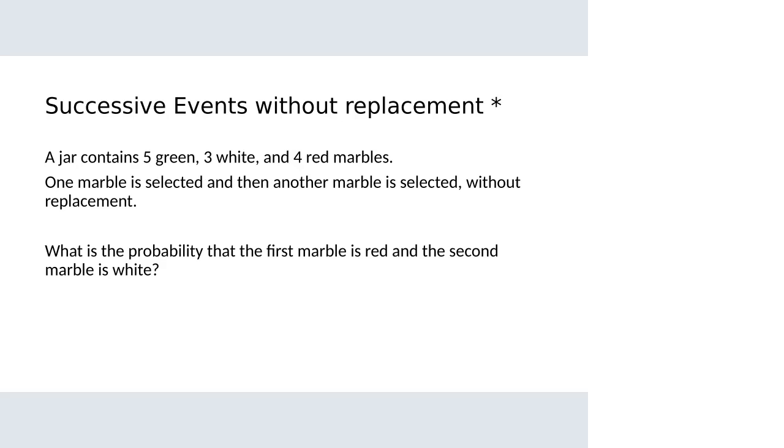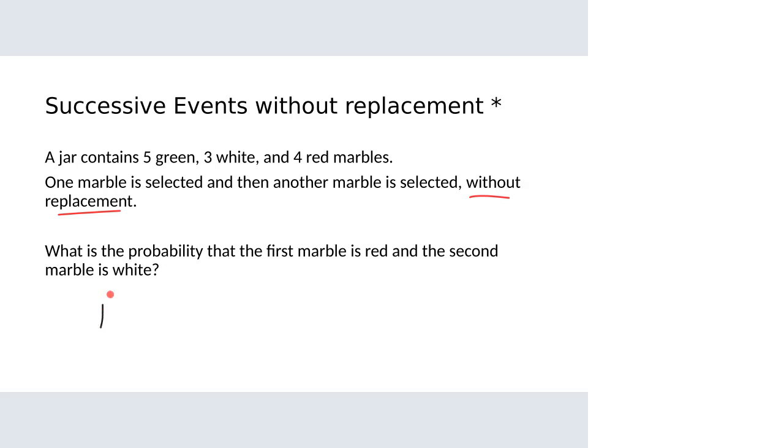A jar contains 5 green, 3 white, and 4 red marbles. One marble is selected, then another marble is selected without replacement. So this is the new thing here. What that means is when I pick that first marble out, I do not put it back in before I pick the second one. That's going to change things for us.